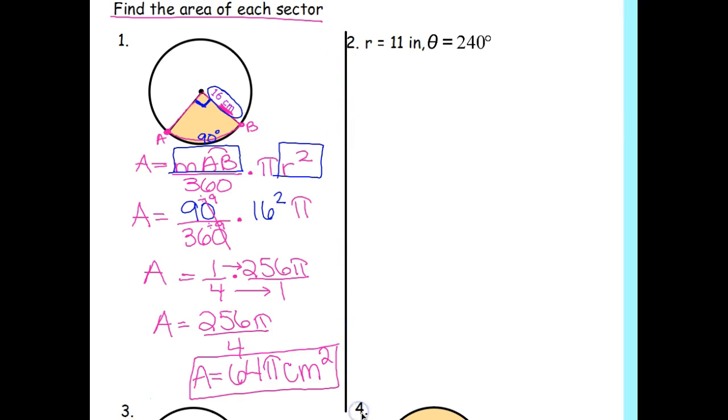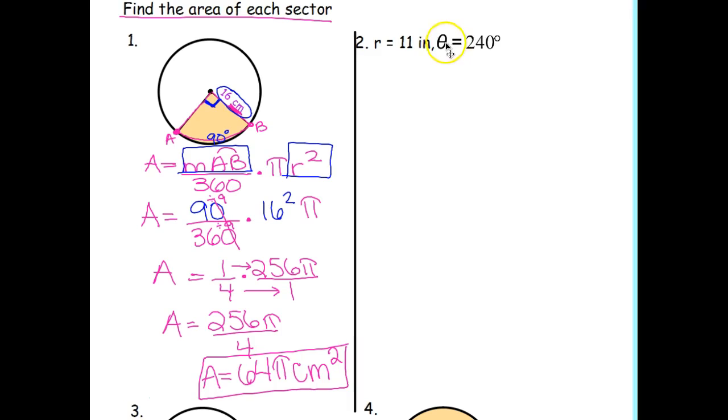All right, let's look at the second one here. We have this funky little symbol that I don't know that we've seen before. And all this is, it's the Greek letter theta. And all theta tells us is the angle measure. So here what they're telling us is that the central angle is equal to 240 degrees.